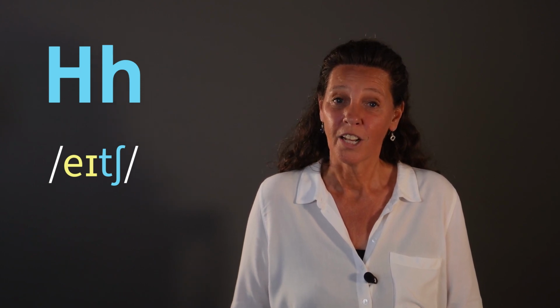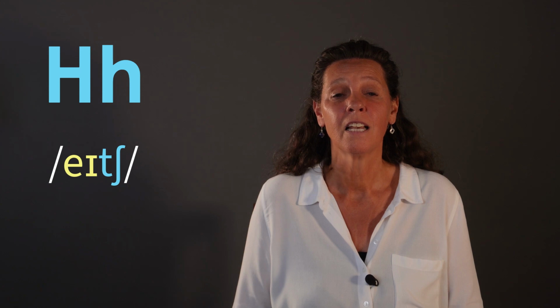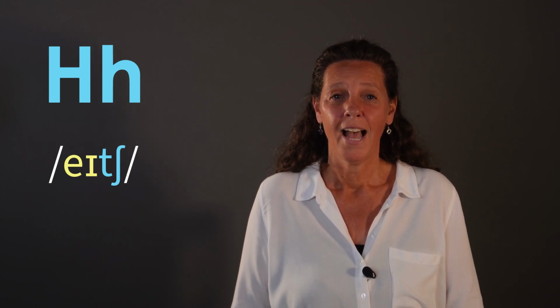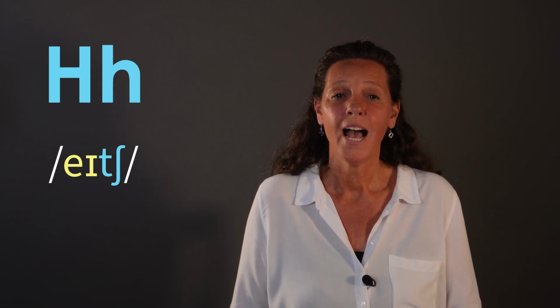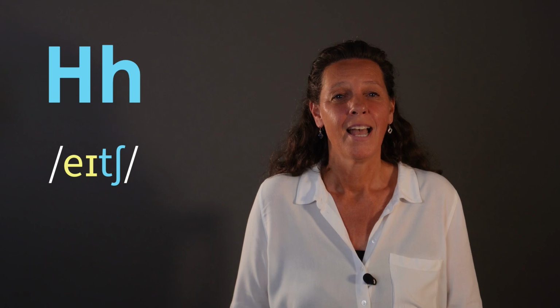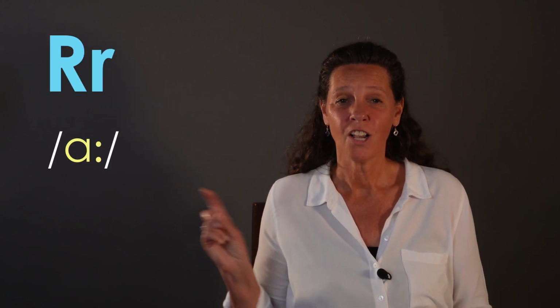H. The consonant sound is ch. H. H. In British and Australian English, we say this consonant letter with one vowel sound, aitch. Aitch. And last of all, Z.